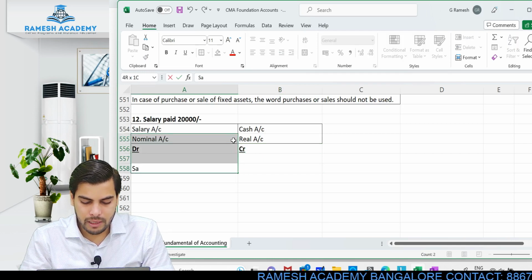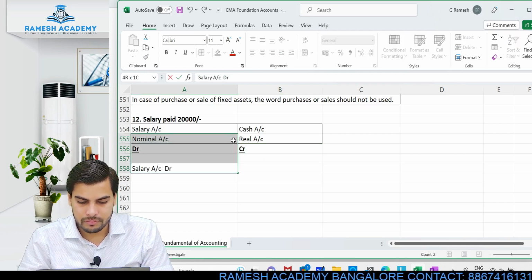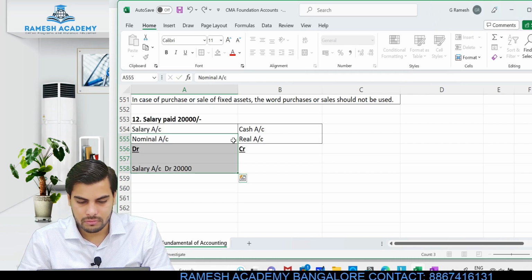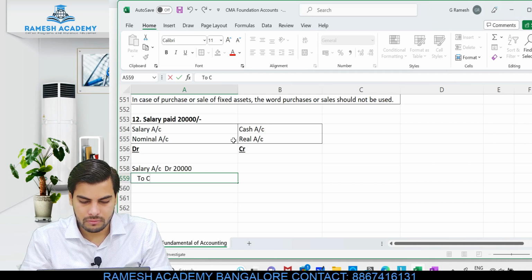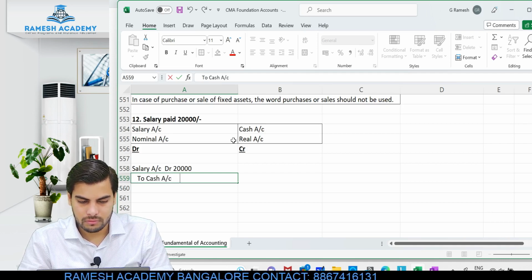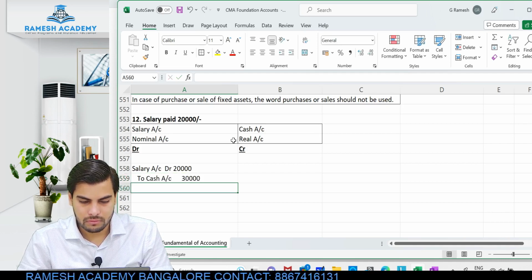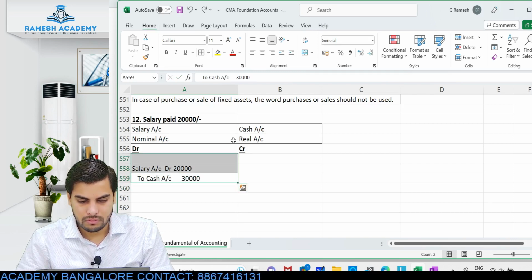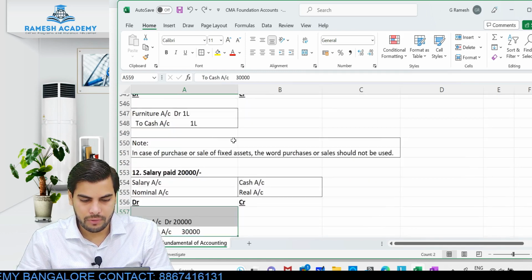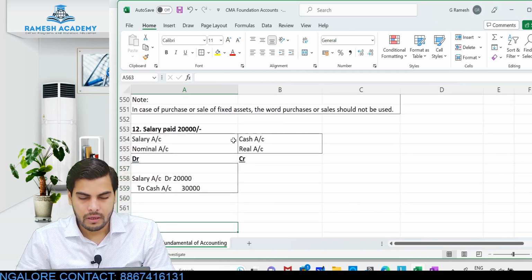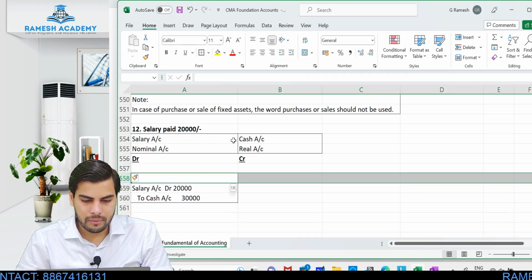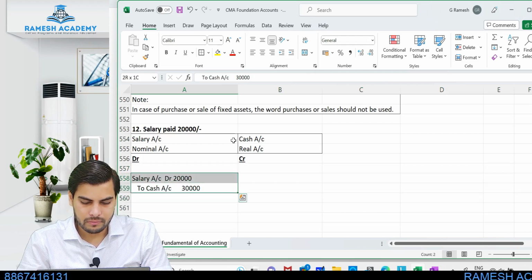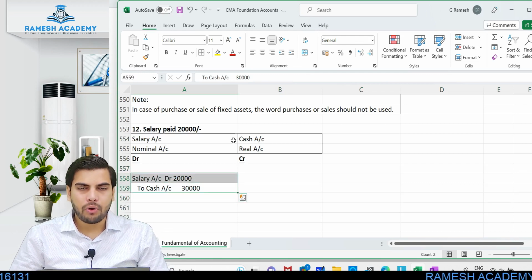The journal entry would be like this: salary account debit 20,000 to cash account. This would be the journal entry. Is this clear? So this is how the journal entry would appear. Salary account debit to cash account. Anybody having any doubt, any confusion?